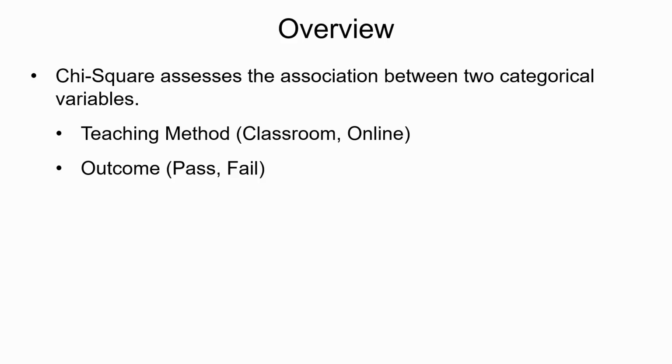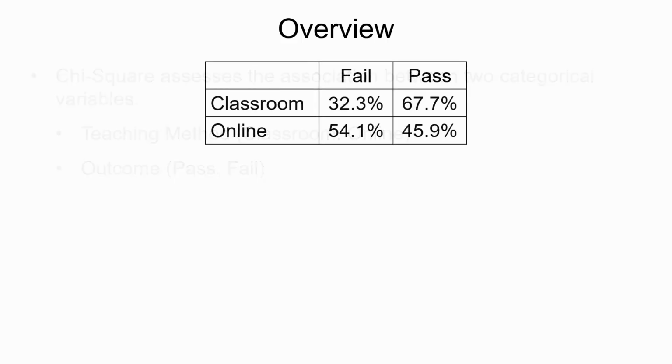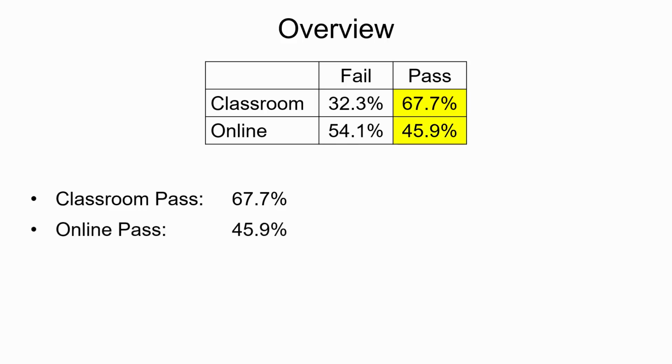Chi-square can determine if students in both groups, classroom and online, had the same pass rate, or if students in one group significantly outperformed the other. Suppose these are the results. 67.7% of the students who took the course in the classroom passed the course, whereas 45.9% of the students who took the course online passed. The chi-square also produces a p-value.